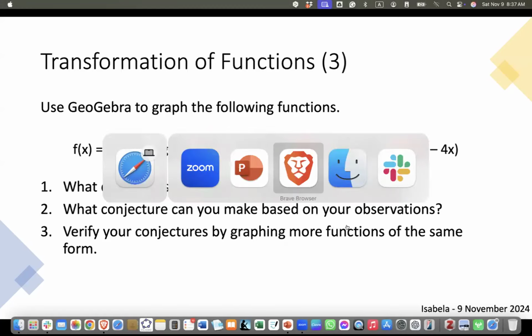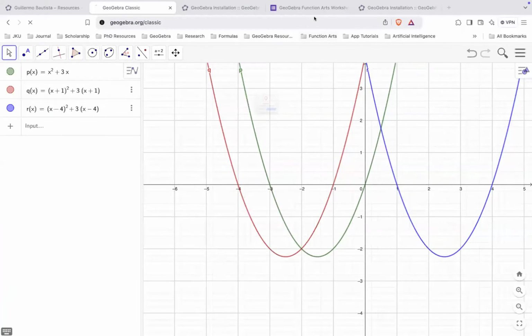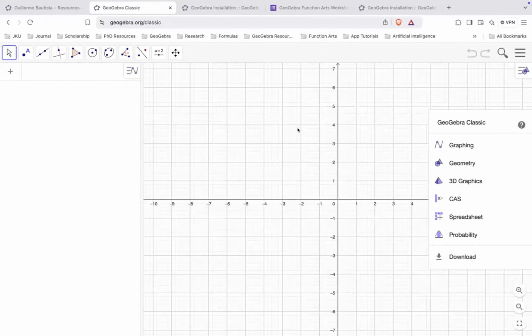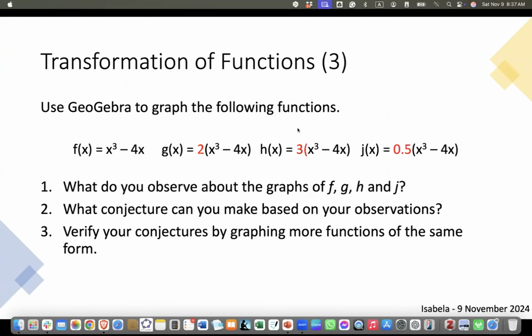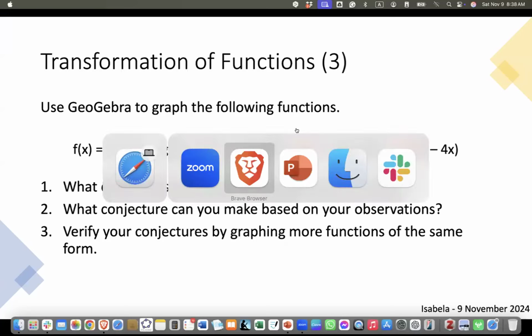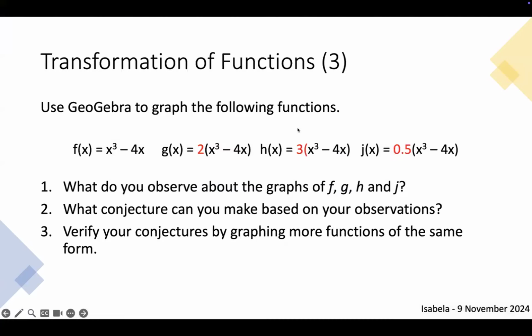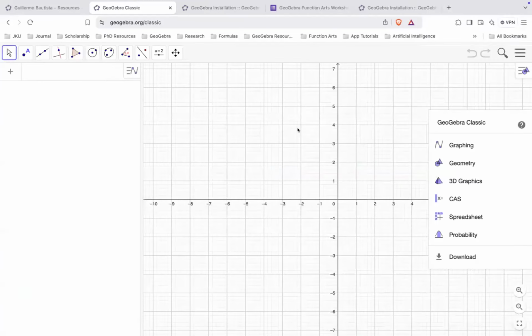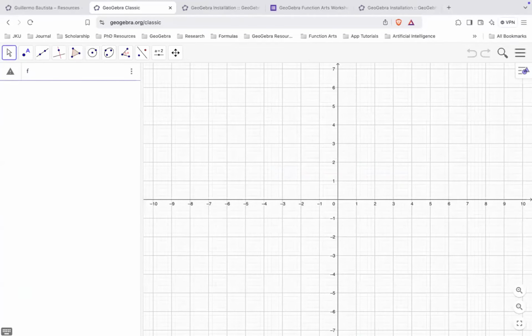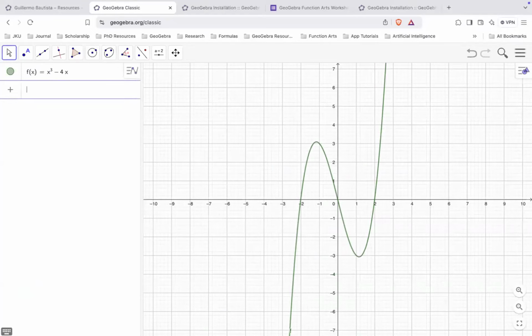So let's try. What is the original graph? x cubed minus 4x. So f of x is x cubed minus 4x. By the way, you can use any letter, no? And then g of x, what if you multiply this by 2?